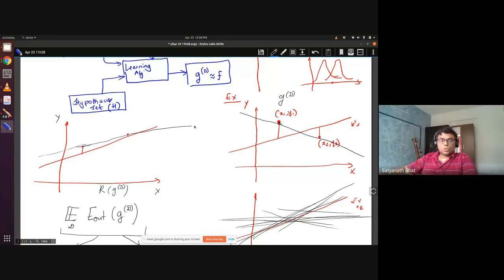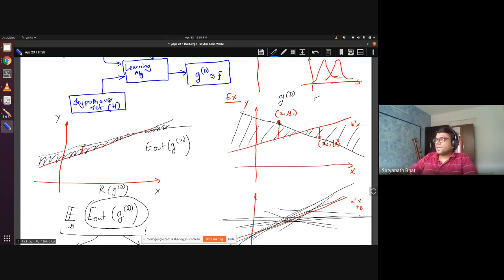Yes, sir. So now when I do the expected value, E out of GD, what is the error? It is like this shaded region, right? This is the shaded region. This is the error that we are getting for just the E out. Okay, so this is E out of GD1.